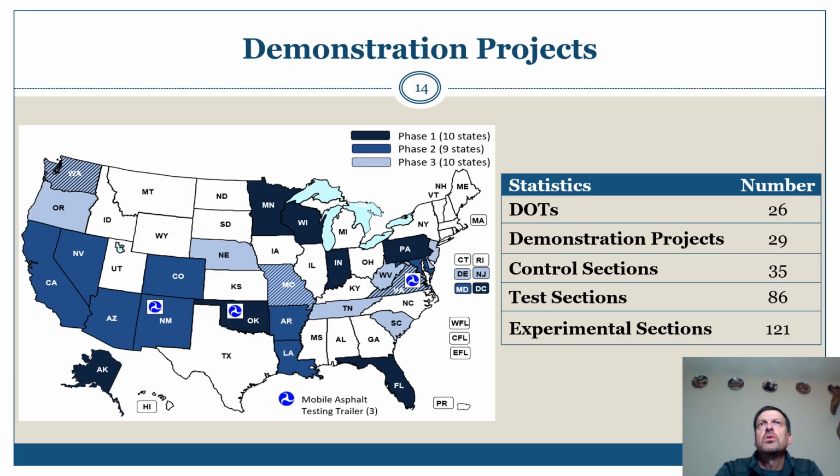So there were, over a 3-year period, 26 states participating in the development and construction of 29 demonstration projects. There were 35 control sections. That's the state doing the regular thing, and then there were 86 test sections, and those were the sections where something was changed. So there were 121 test sections total, and you can see the states that participated and which year, and phases 1, 2, and 3 were years.